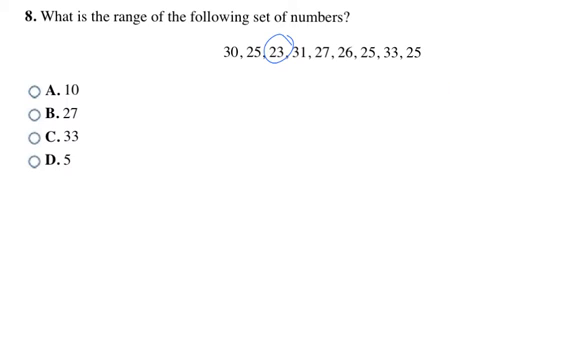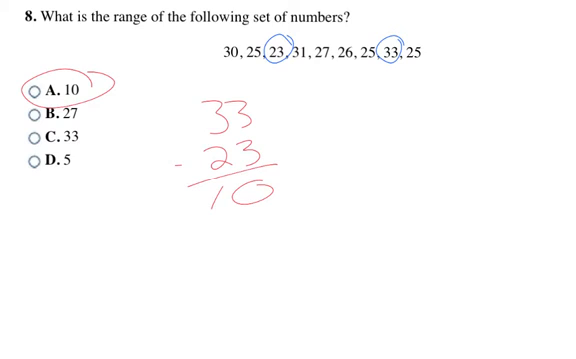So now I'm going to go through and see if I can pick out the biggest number. And I see this 33, and I think 33 is the biggest number. So I'm going to look through, are there any numbers bigger than 33? No. So that's my smallest and biggest number, and I'm going to go ahead and subtract those. 33 minus 23 is 10. And so letter A, 10, is going to be my final answer. That is the range of this set.